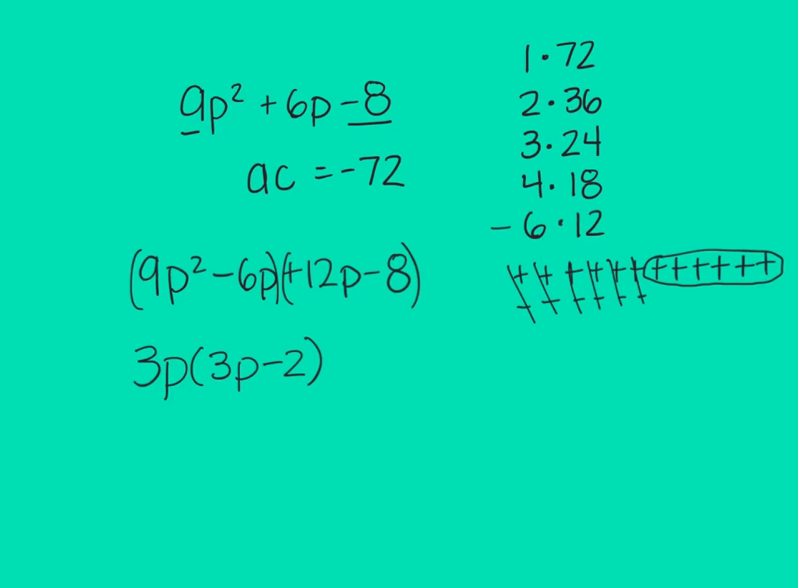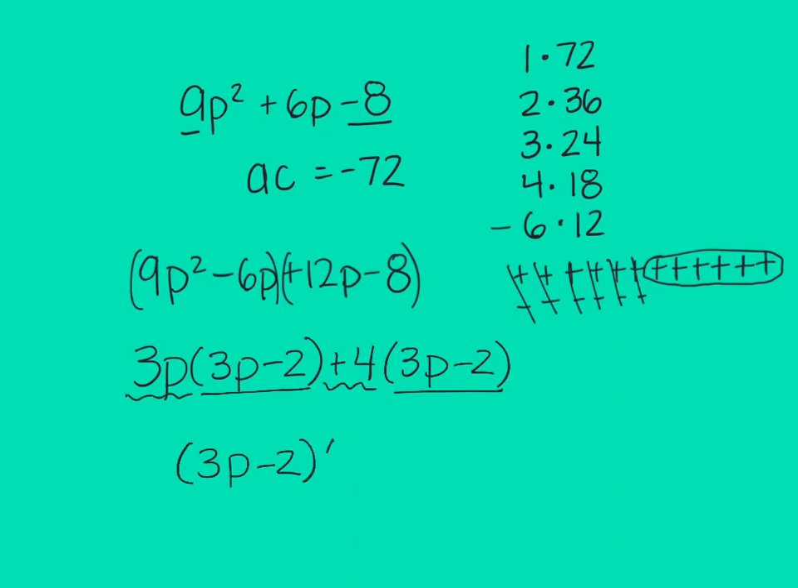I'll do the same in the other parentheses, 12p minus 8. Both of these can be divided by 4. Then I'd be left with 3p minus 2. These parentheses are the same, so we're going to factor that out. And I'm left with 3p and a plus 4. So here is the final answer for this polynomial.